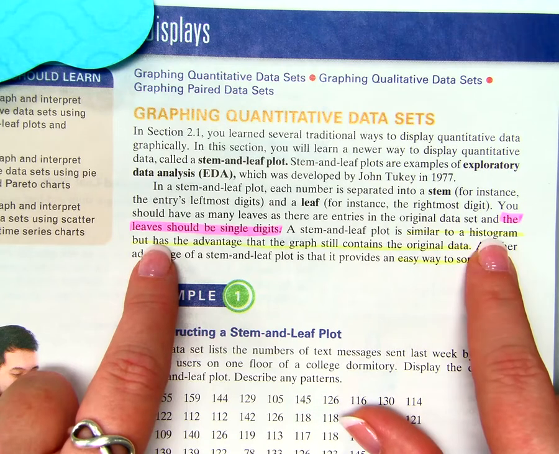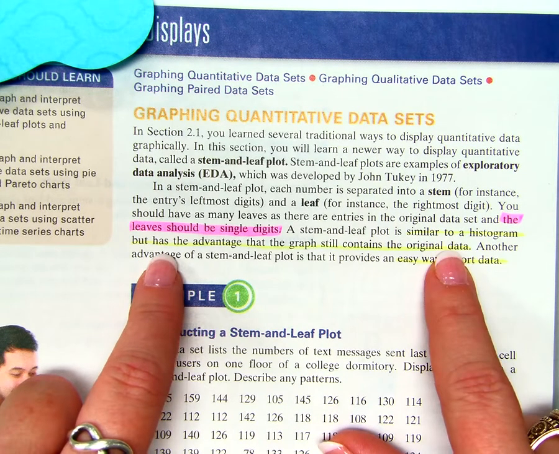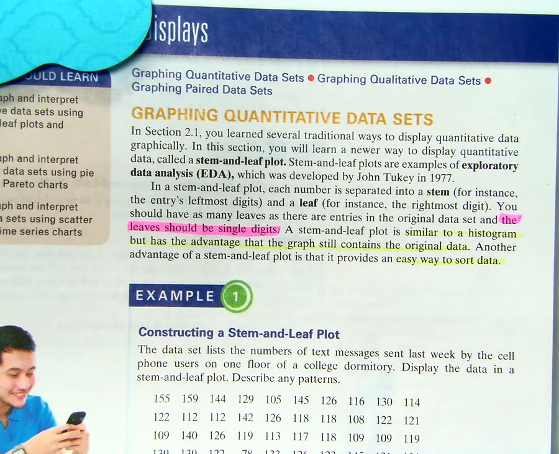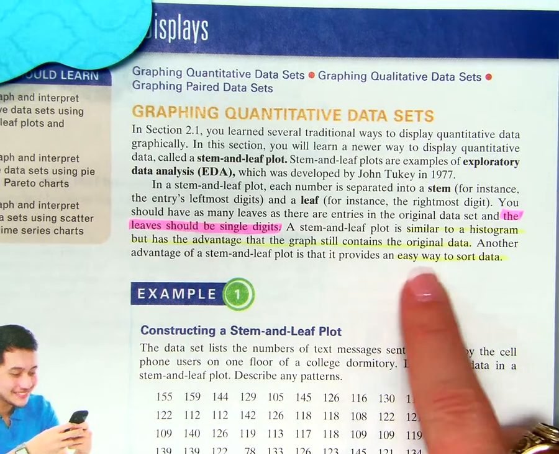It's very similar to a histogram, but it still contains all the original data. It's just not a bar. Like a histogram, it still contains all the original data. It also provides an easy way to sort data.